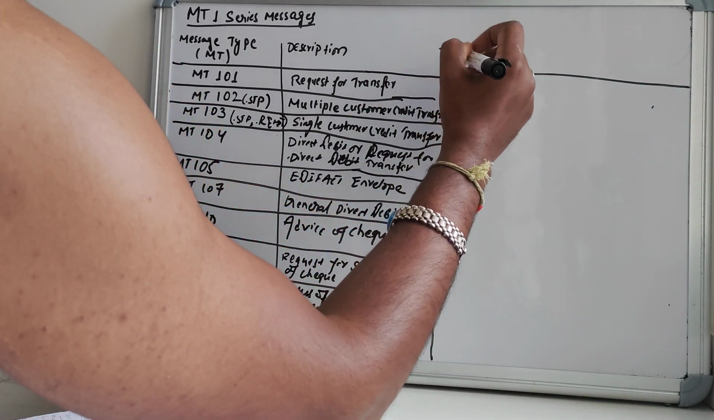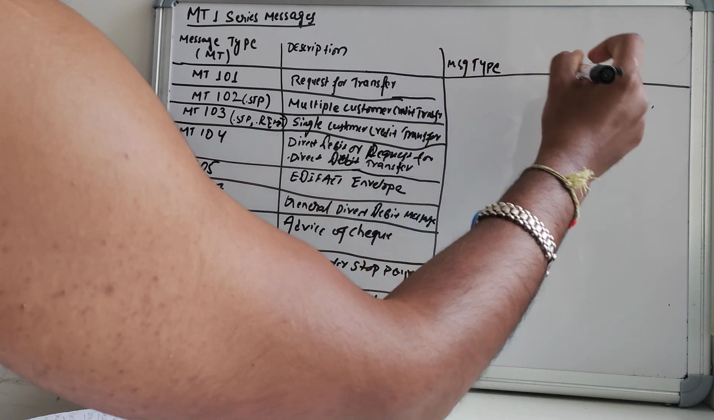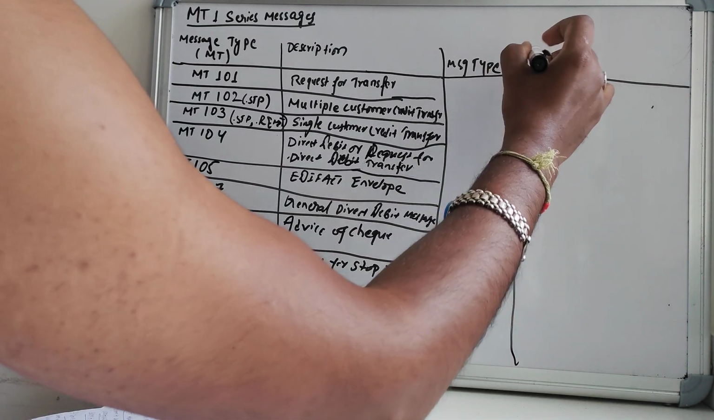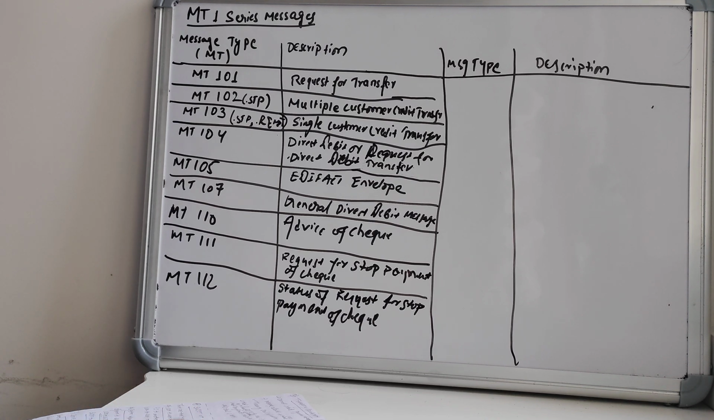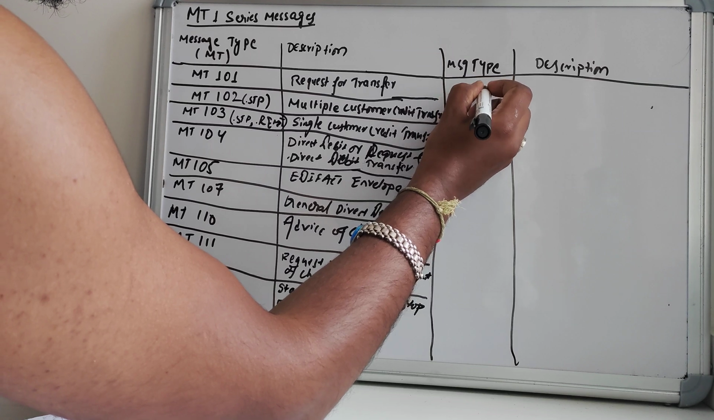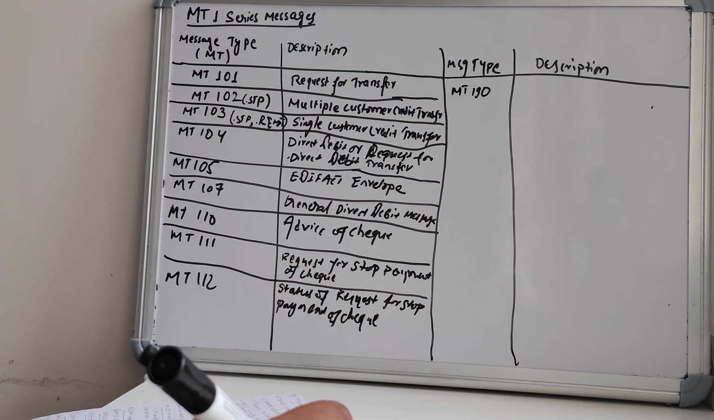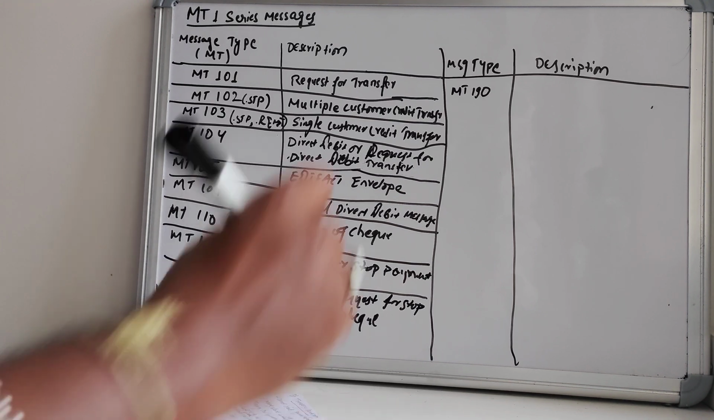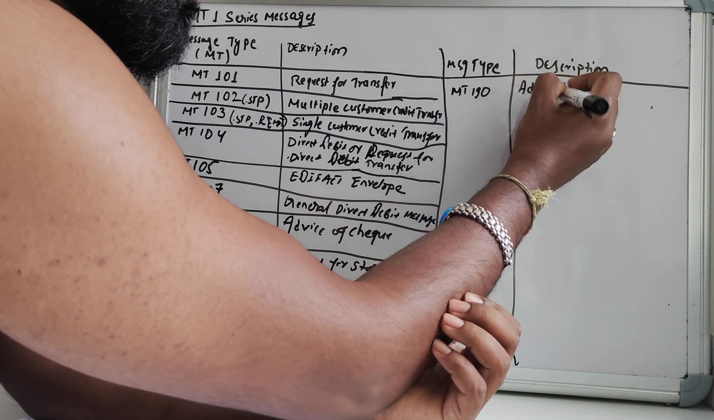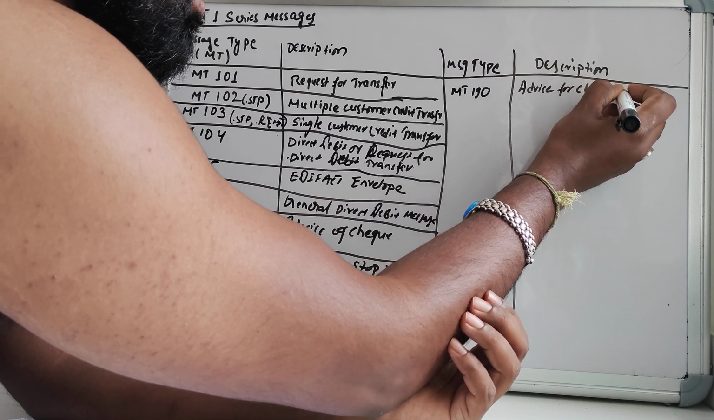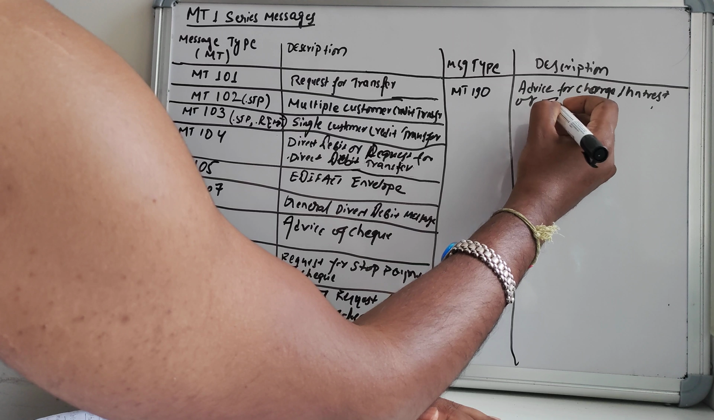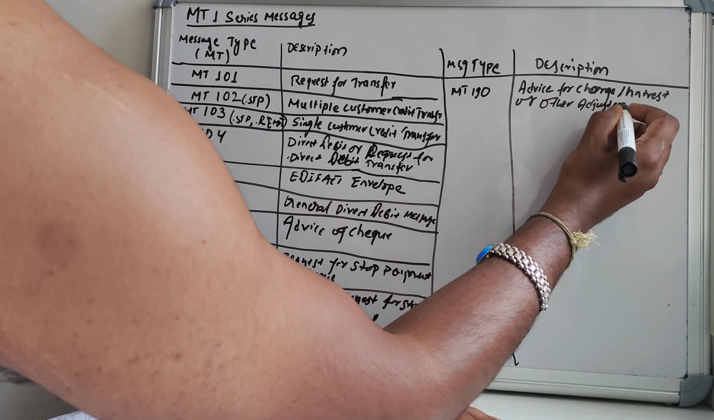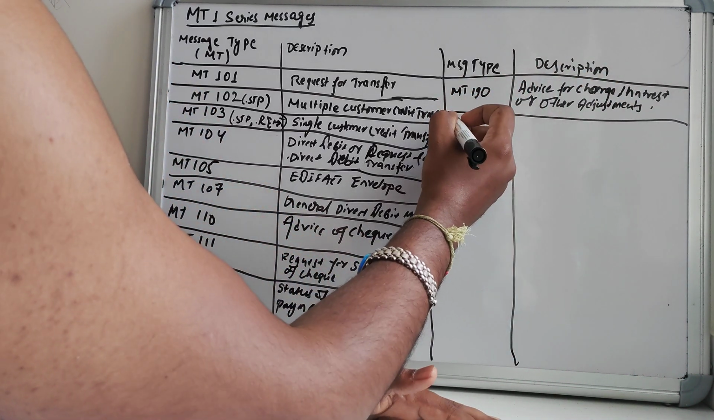Another very important message is MT190. We are quite aware of MT190 because it is used for advice of charge, interest and other adjustment. This is MT190.